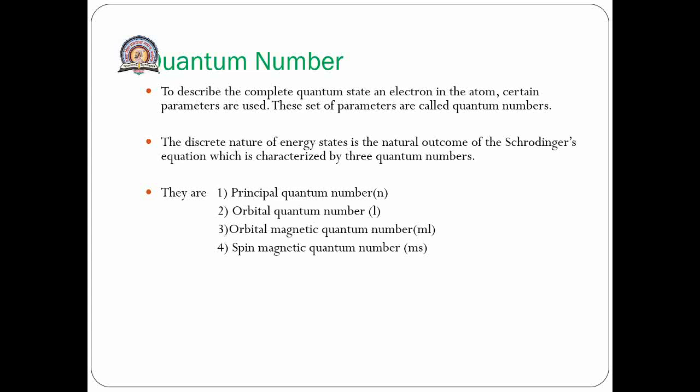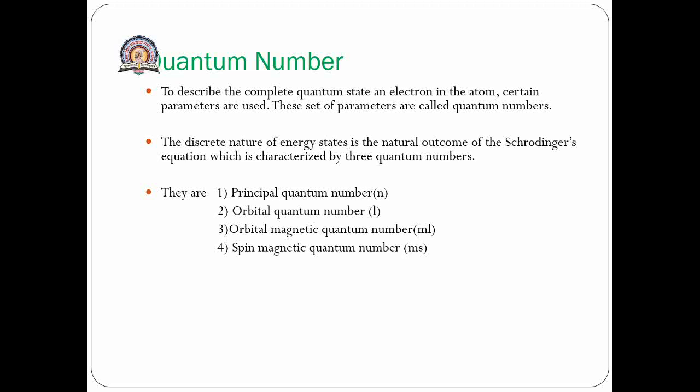Quantum numbers. What is meant by quantum numbers? The quantum numbers are used to describe the complete quantum state of an electron, in which various parameters are used. These sets of parameters, like the size of the orbit, energy or shape of the orbit, are called the quantum numbers.